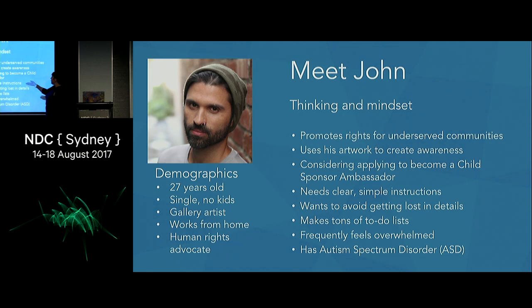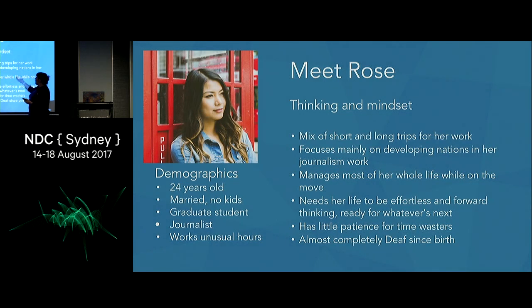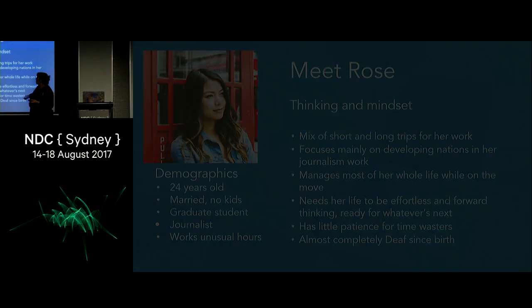He's a gallery artist. He's a human rights activist. He makes tons of to-do lists. He feels overwhelmed pretty often, and he has autism spectrum disorder. So we made these for different clients, and this is Rose. She's a journalist. She's a graduate student. She doesn't have a whole lot of patience for time wasters. She uses a lot of stuff on her mobile phone. She's been almost completely deaf since birth.